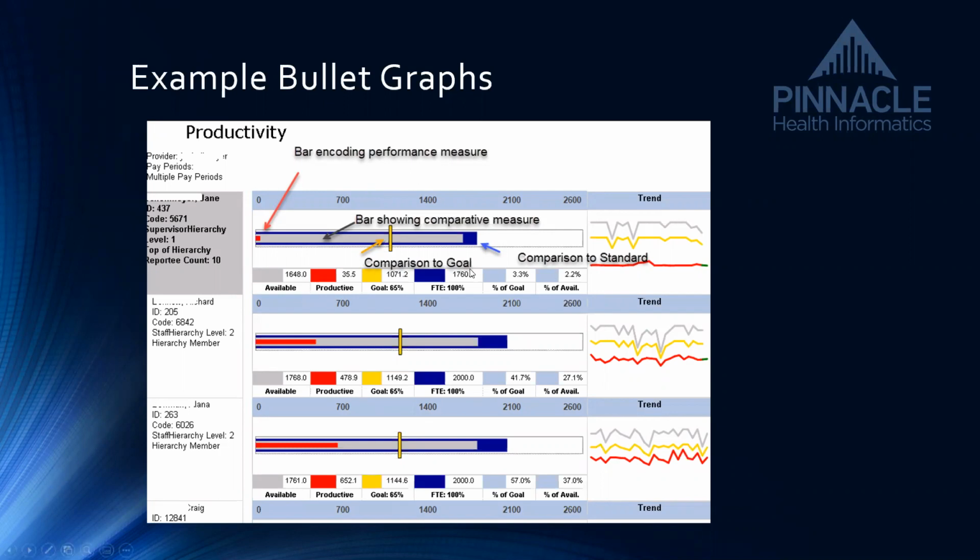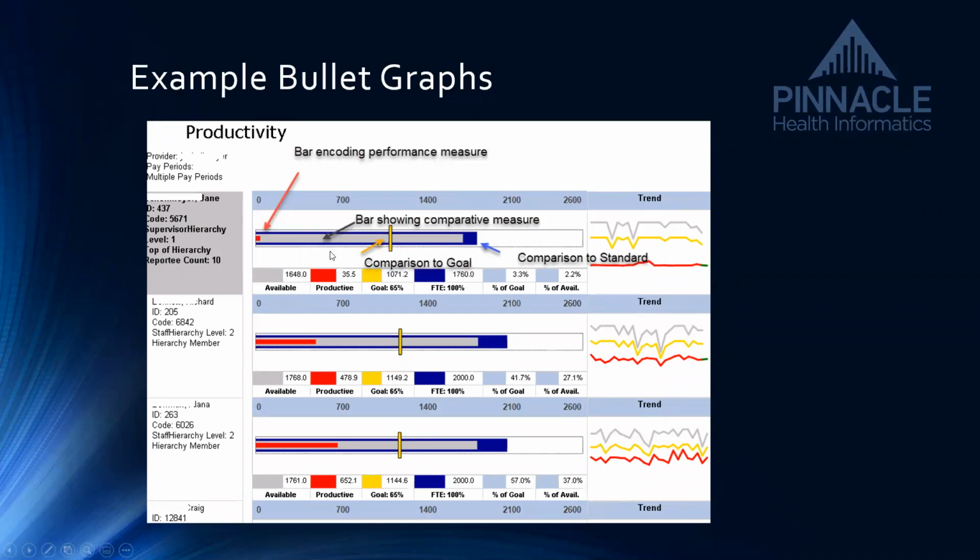But we can see here, the idea of this chart is to encode or show provider time against some goals and against production. So we can see from the red arrow, that's the performance measure we want to look at. That's how many hours the provider has provided in clinical service that's billable. You know, it corresponds to this box here. It's 35.5 hours year to date.